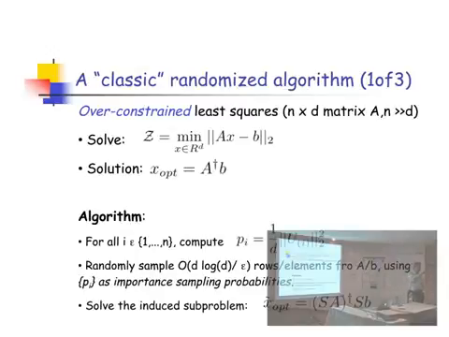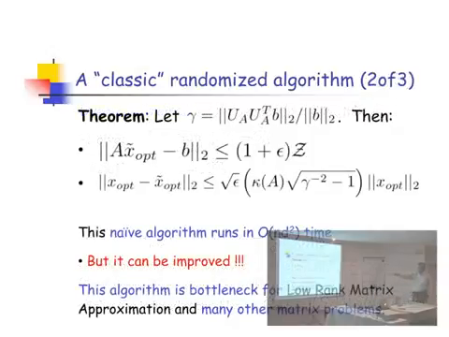Here's an algorithm that's not faster, but if you understand what's going on, you'll see how to improve it. So, for i equals 1 to n, compute the leverage scores, exactly or approximately. Randomly sample a small number of constraints, using that as an importance sampling distribution, and solve the subproblem to get x hat opt. If you solve that subproblem, you're golden. So don't worry about gamma, it's a fudge factor. You get ||A x hat - b|| less than 1 plus epsilon times the exact answer. So your relative error on the objective. And the difference between x opt and x hat opt is epsilon times the condition number in some fact. Right, so your relative error in both senses, very strong senses.